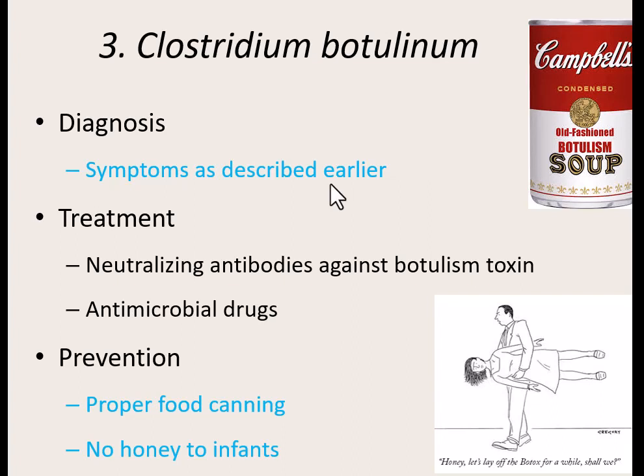They will also give you antibiotics to try to kill any bacteria that's present, so the bacteria is not making any more of the toxin. The big thing is to neutralize the toxin. The toxin is what kills, because it's the part that stops that whole muscle from contracting. Prevention: proper food canning, and no honey to infants.